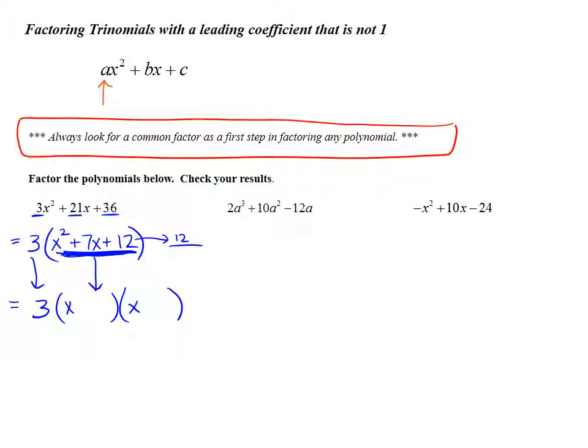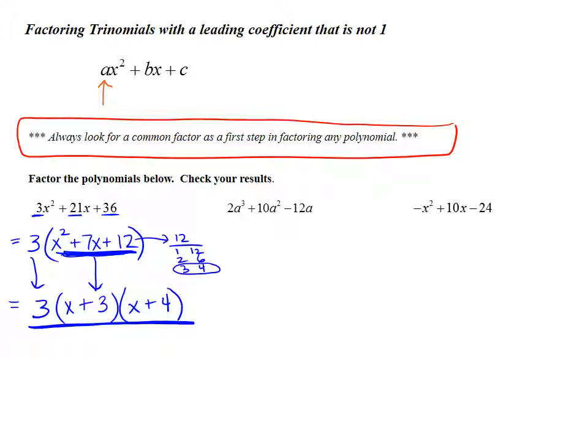So 12 can be multiplied using 1 and 12, 2 and 6, or 3 and 4. 3 times 4 multiply to 12, but they add to 7, so we use a plus 3 and a plus 4 here. So our final answer turns out to be the product of 3 numbers, 3 times x plus 3 times x plus 4. So it's a product of 3 factors when we have something common.